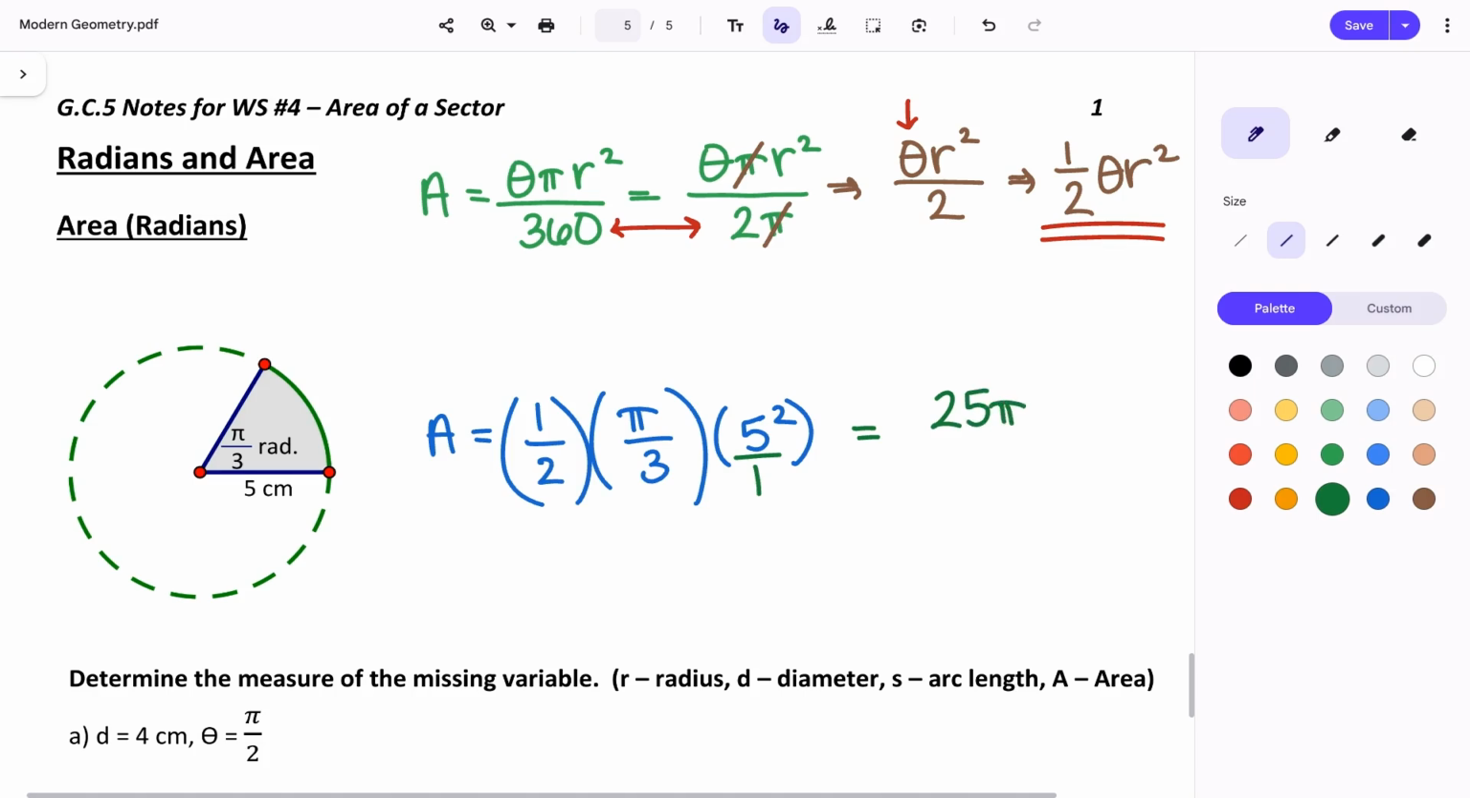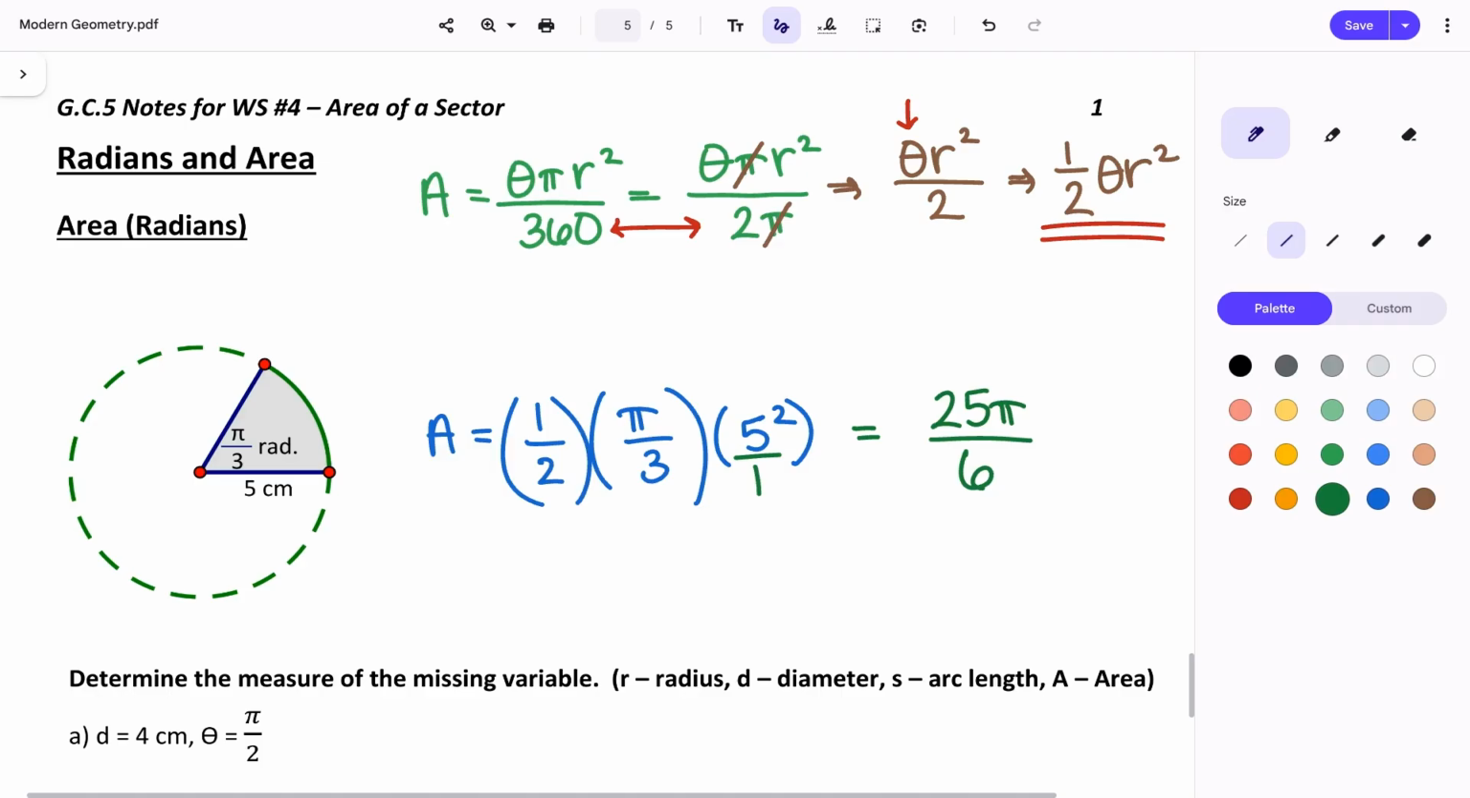And then on the bottom, you have 2 times 3 times 1, which would be 6. Now, you could have reduced before you multiplied. When I was looking at those numbers, I just knew I wasn't going to be able to put 2 or 3 and have that go into the 5 squared, which is 25. So I didn't worry about reducing. And so this would be your answer here.